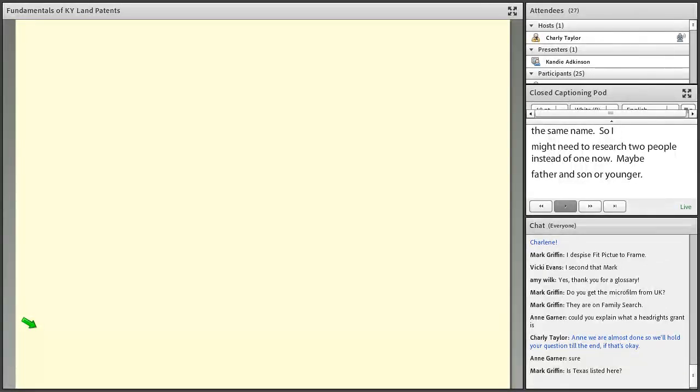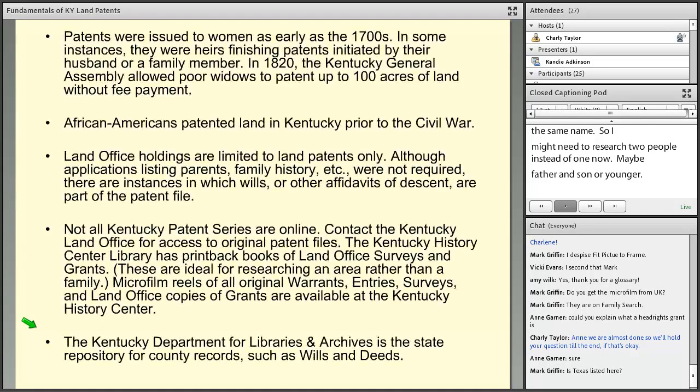At any rate, patents were issued to women as early as the 1700s. You did not have to be an officer in the Revolutionary War, a male, in order to get a land patent. Let's throw that notion out the window. Patents were issued to women. Patents were issued to soldiers who were identified as private. You didn't have to be a high-ranking officer. African Americans patented land. Our land office holdings are limited to patents only.